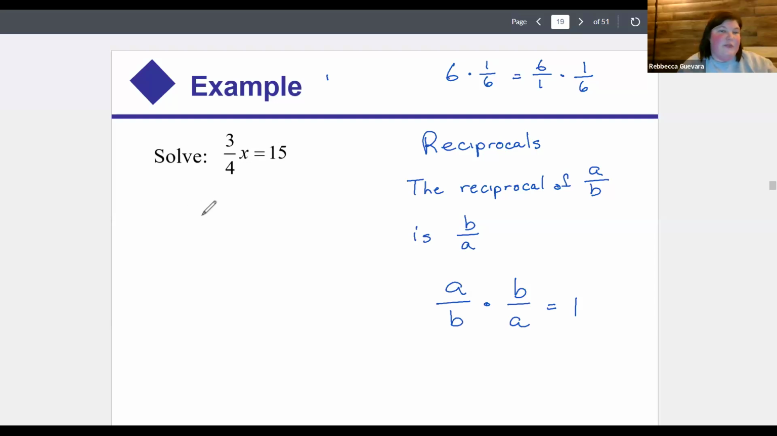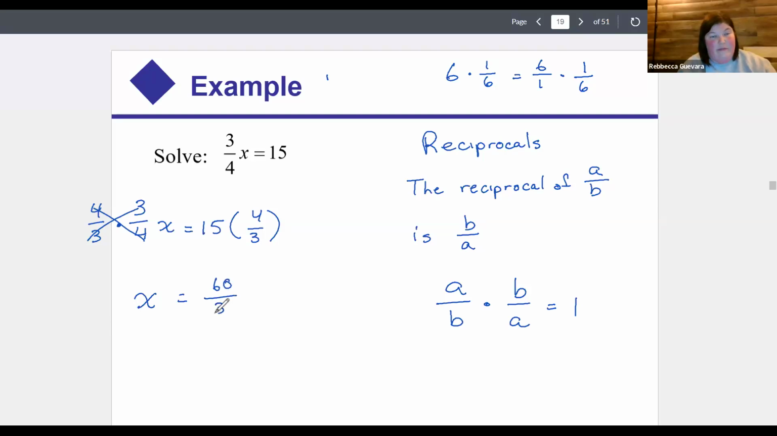Okay, so 3/4 X equals 15. If I wanted to solve this, I just have to multiply by something that's going to get rid of the 3/4. So I'm going to multiply by 4 over 3. That also means I have to multiply the other side by 4 over 3. That cancels and X is left there because we get a 1. Then 15 times 4 is going to be 60, divided by 3. 60 divided by 3 is just 20. So my solution is 20.